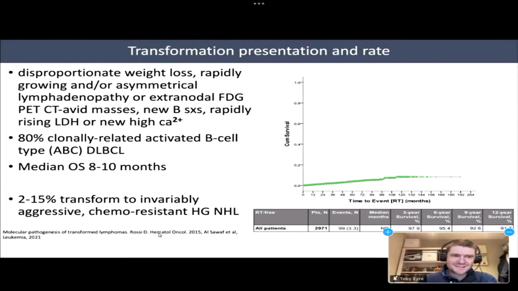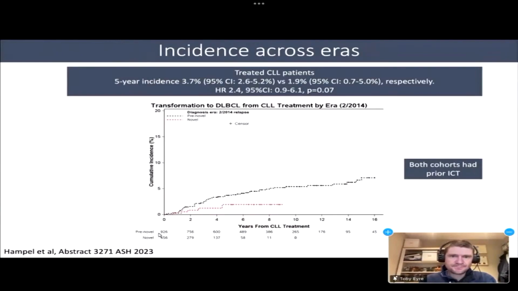Of course, the disease is fundamentally a histological diagnosis, and so it's critical to get tissue from FDG avid masses wherever possible. If you do confirm the diagnosis, most patients have clonally related disease to their underlying CLL. And unfortunately, if you look into the literature, the median overall survival is somewhere just under a year. Now, the rates of transformation have been variably reported, but probably represent about 2 to 3% of our patients that we see with CLL.